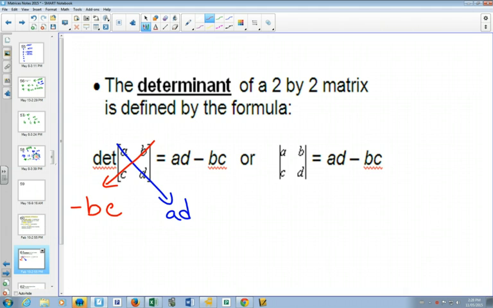So it's just some strategies for helping you remember what the determinant is. Same thing here. Multiply this diagonal, that's positive, multiply that one, and then subtract it, and you get your determinant. So that's some number.